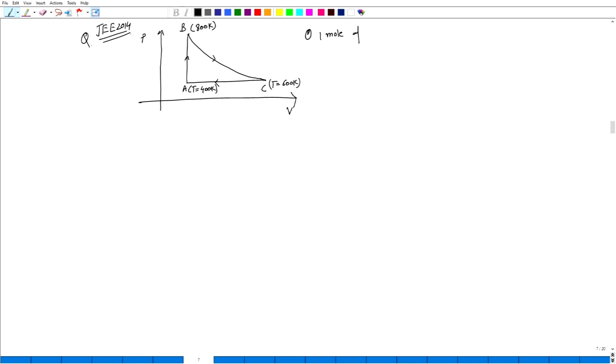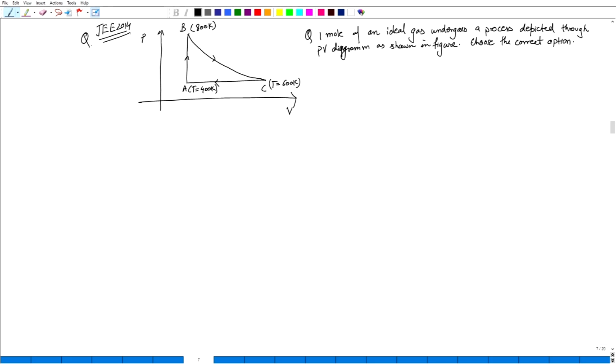So the question is: one mole of an ideal gas undergoes a process depicted through the PV diagram as shown in the figure. Choose the correct option.